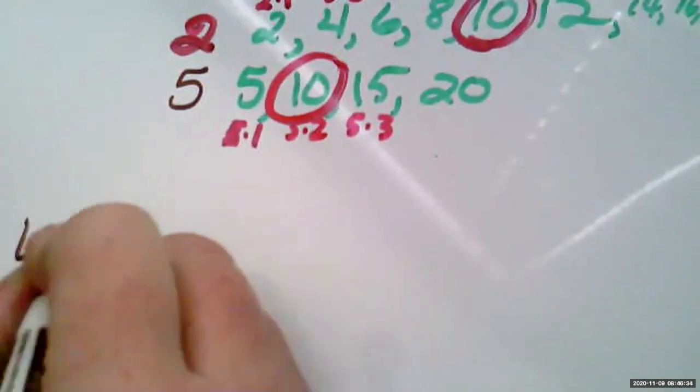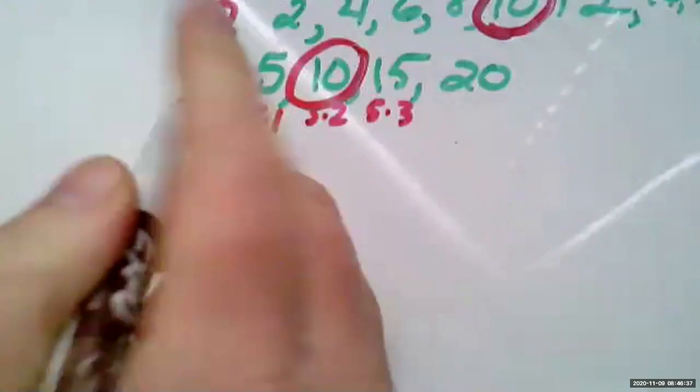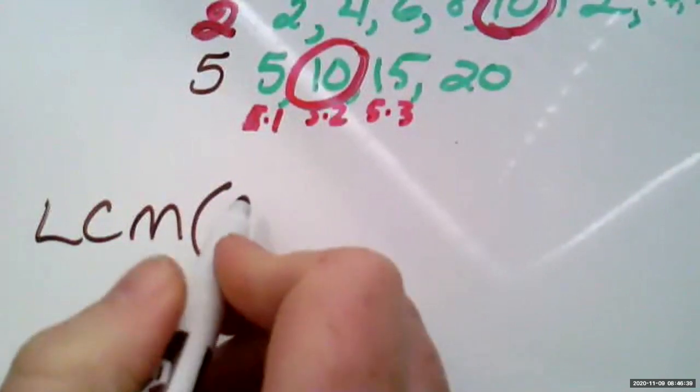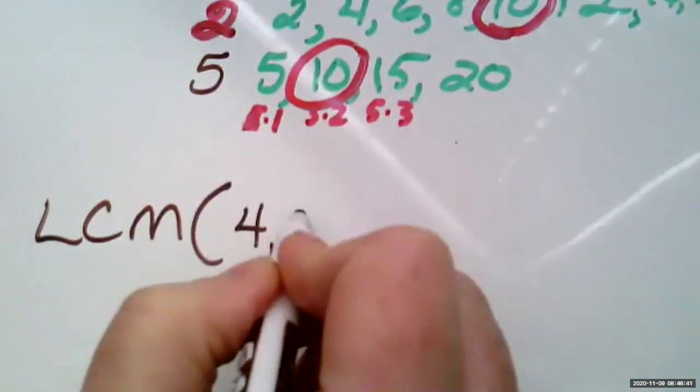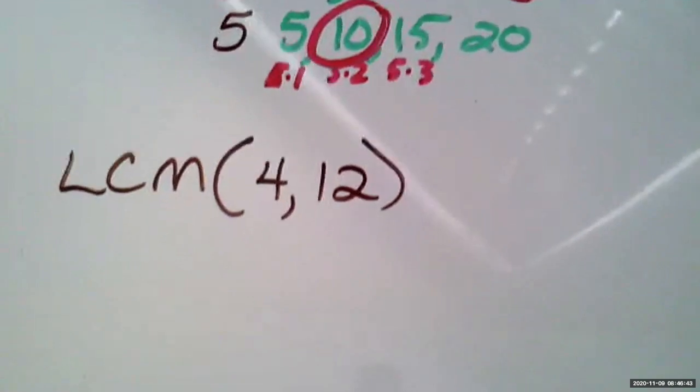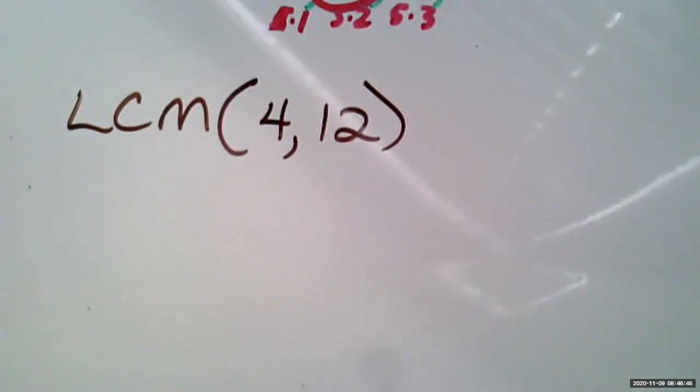I'm going to put up here, how about the least common multiple, or LCM, of 4 and 12? Least common multiple of 4 and 12. All right, thank you, Shinashi. Interesting. I was wondering about that. Jacob, no. 3 is not a multiple of 4. You have to have multiples.